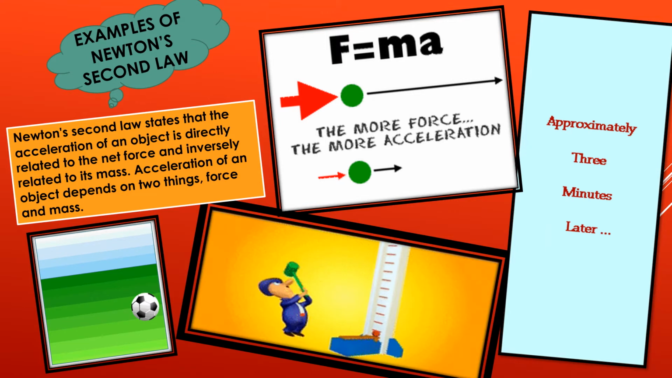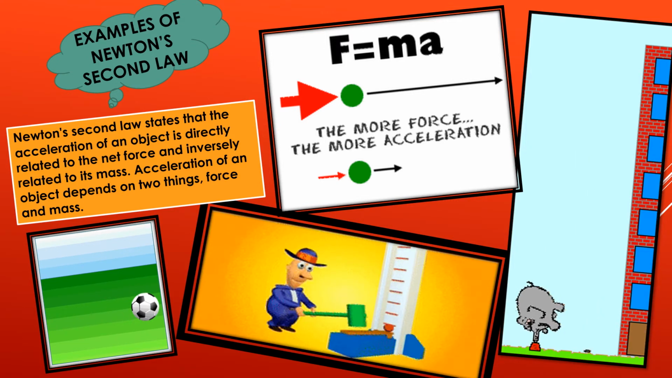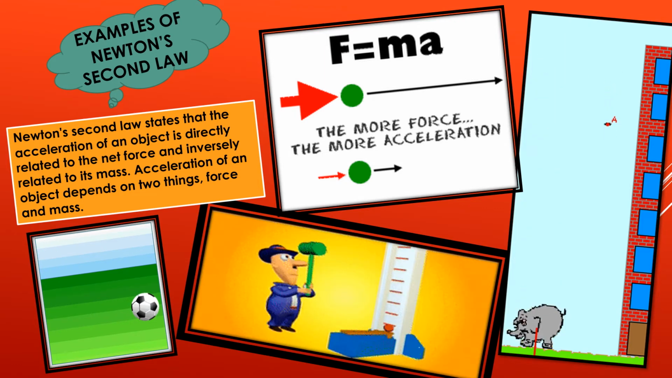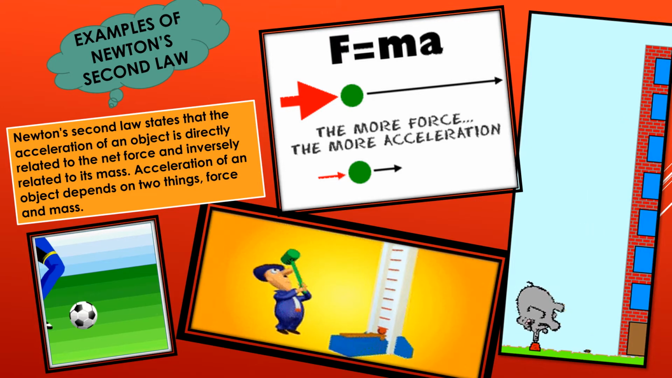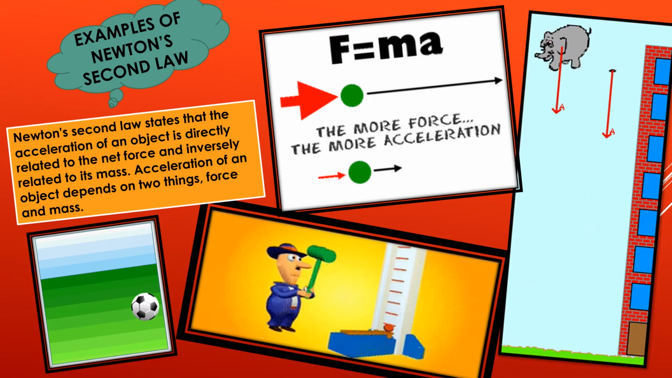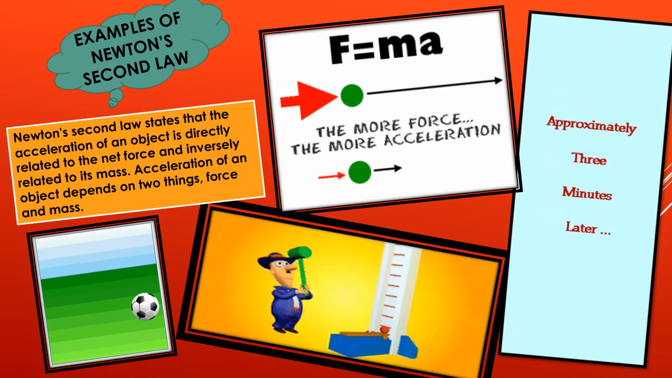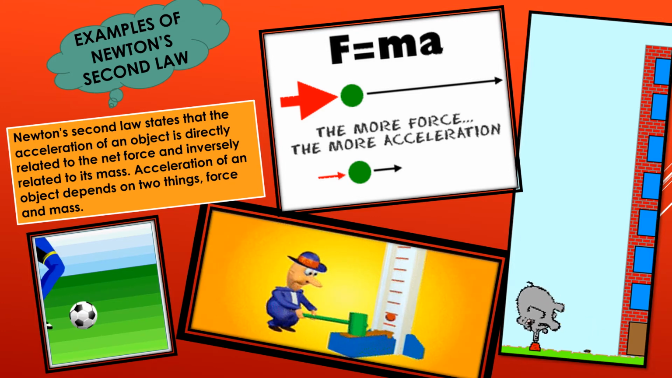Next, when a force F is applied to a body and produces an acceleration a in it, then from Newton's second law we can say F varies as a. That means we can say F is equal to m into a. So force is equal to mass into acceleration. The more force we apply, the more acceleration we'll get.